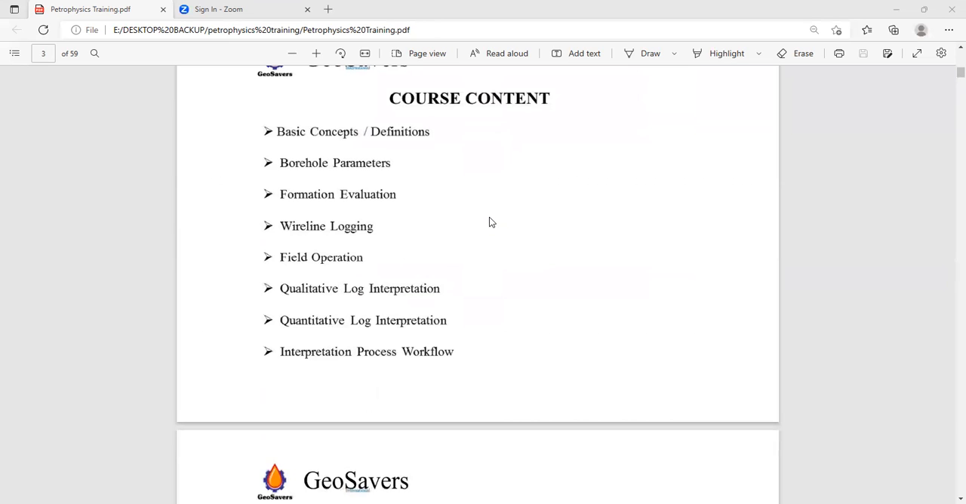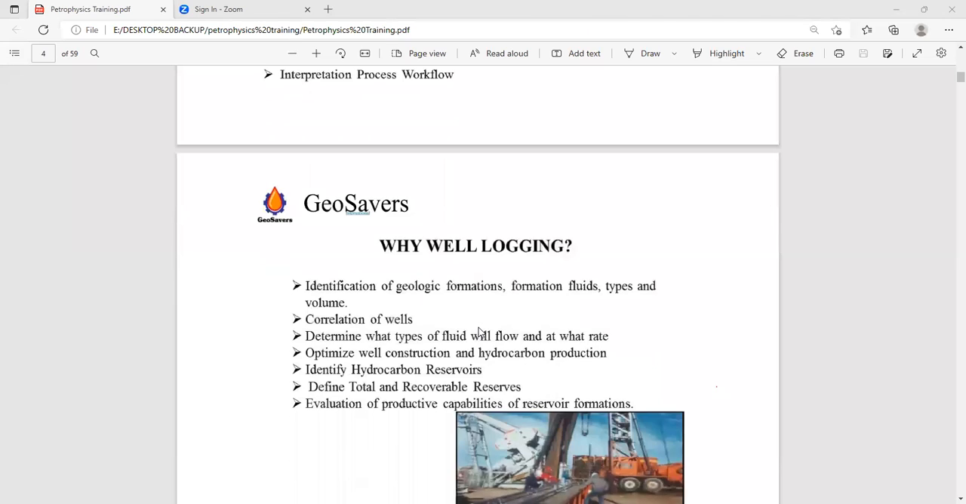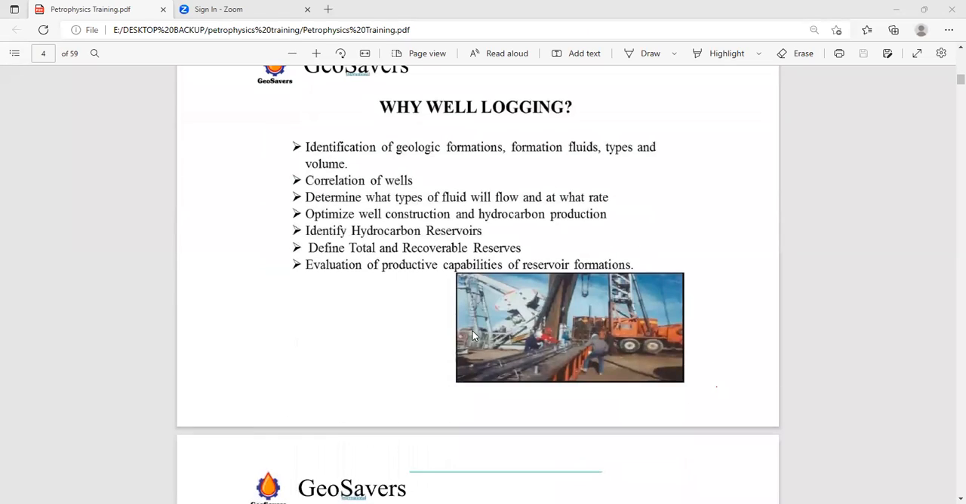So this is the content of what we are going to do. We have basic concepts, the definition, the borehole parameters, formation evaluation, wireline logging, field operation, qualitative log interpretation, and interpretation workflow. So the first question we are going to ask ourselves is, why do we use logging in the oil and gas industry?